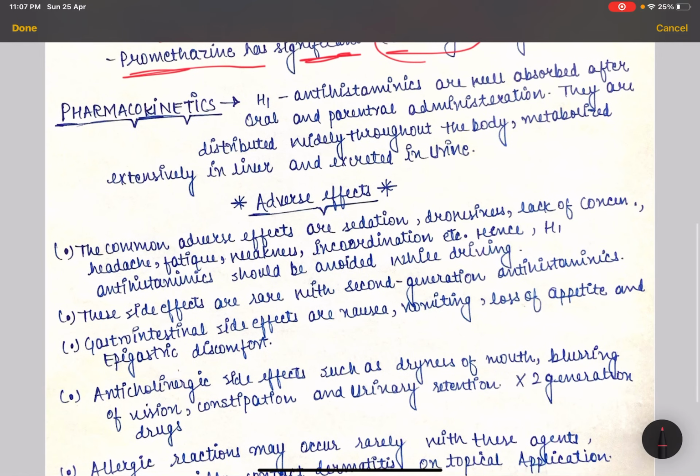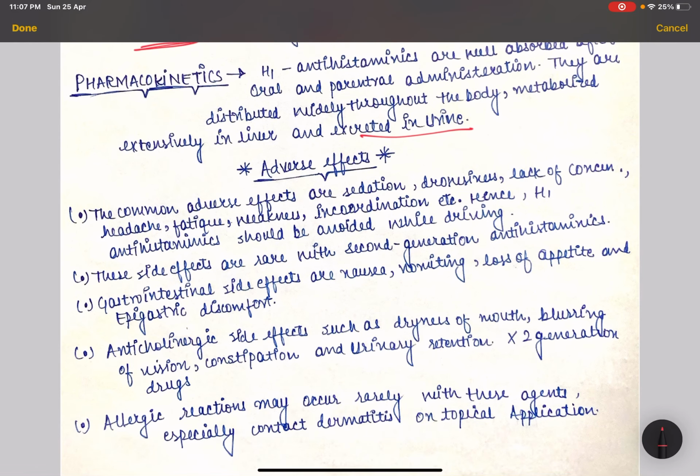Now, the pharmacokinetics. H1 antihistaminics are well absorbed after oral and parenteral administration, and they are distributed widely throughout the body. They are metabolized in the liver and excreted in urine. Now, the adverse effects. The common adverse effects are sedation, drowsiness, lack of concentration, headache, fatigue, and weakness in coordination. So H1 antihistaminics should be avoided while driving; these first generation drugs are contraindicated in driving. Second generation drugs can be used by drivers, because they don't have a sedative property, or have a very slight one, and these side effects are rare with second generation antihistaminics.